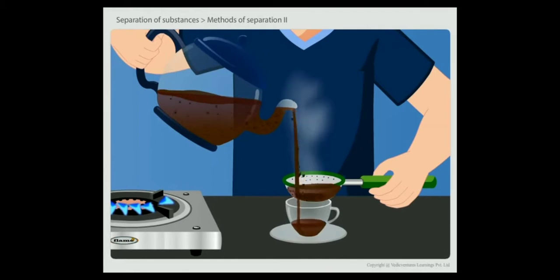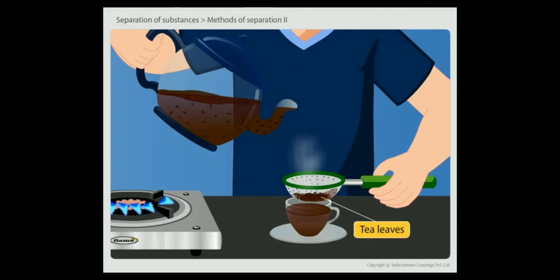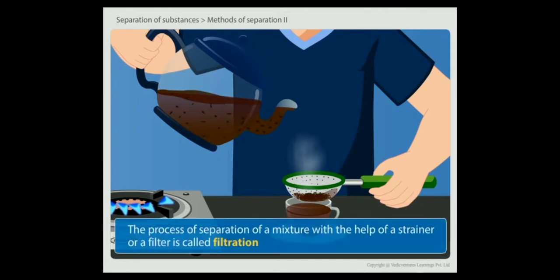Here the boy is using the strainer as a filter. The strainer has a mesh-like structure which is obstructing the tea leaves from going back into the cup. So this process is known as filtration.